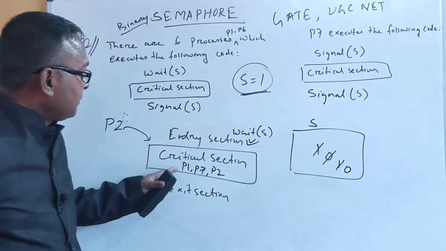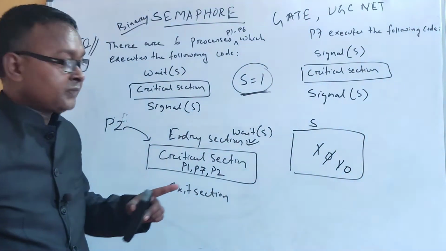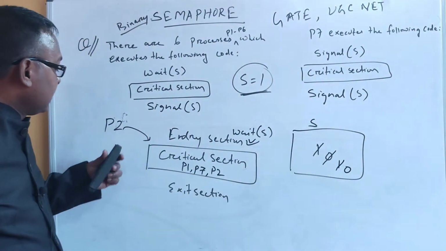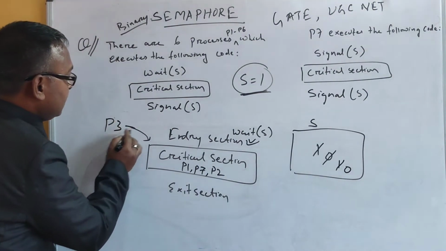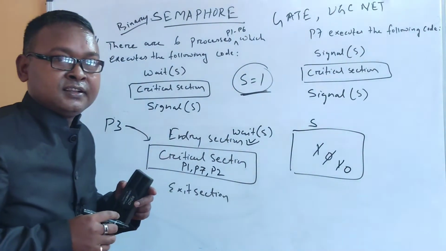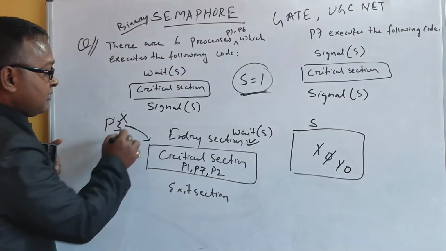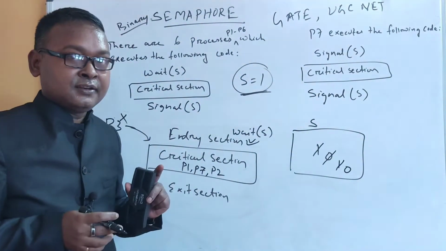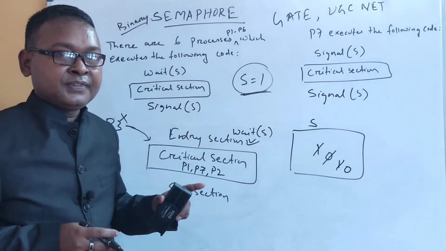So right now, how many processes are inside the critical section? P1, P7 and P2, and the semaphore value is 0. Right now, if any other process, for example process P3, wants to enter into the critical section, will it be allowed to enter? Because the semaphore value is 0, P3 will be getting blocked. So P3 cannot be allowed to enter into the critical section. P4 no, P5 no, P6 no.